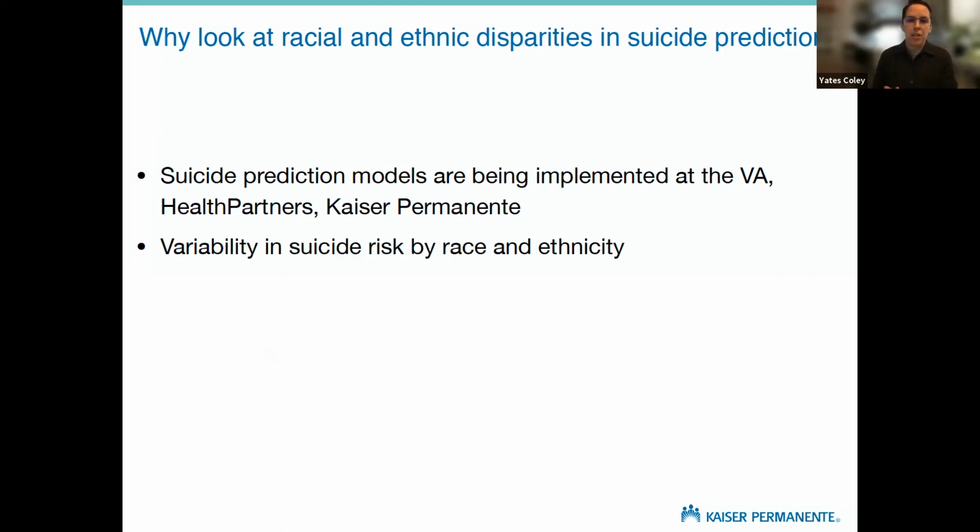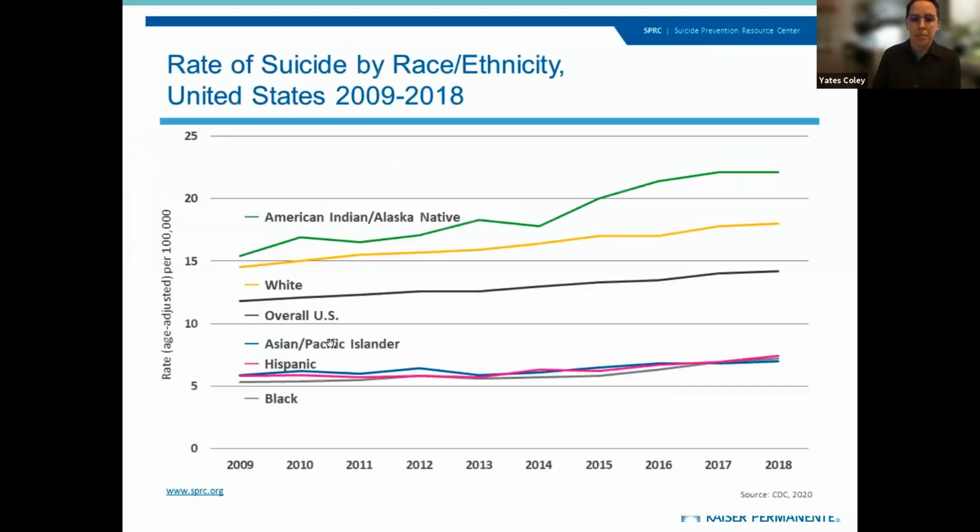So one reason to look at racial and ethnic disparities in suicide prediction is that there is quite a lot of variability in suicide risk by race and ethnicity. What's unique about racial and ethnic differences in suicide risk is that underserved populations, including Black and Hispanic people, have particularly low rates of suicide death. White non-Hispanics, typically the group with the best health outcomes, have the second highest rates of suicide death, following American Indians and Alaska Natives.